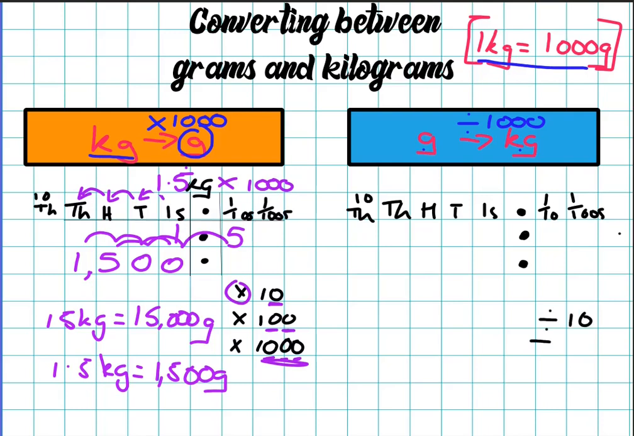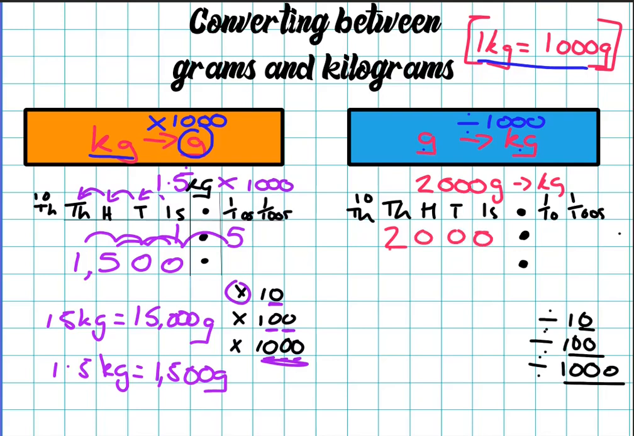Down here then, dividing by 10, dividing by 100, dividing by 1,000. Again, the number of zeros in the digits here are giving us a clue as to how many jumps we need to do. Okay, so let's say I wanted to convert, let's do a simple one, 2,000 grams to kilograms. 2,000. I'm going to move that 3 jumps to the right. It's got to get smaller because we're dividing, 1, 2, 3. So it would be 2 kilograms. So 2,000 grams is equal to 2 kilograms.